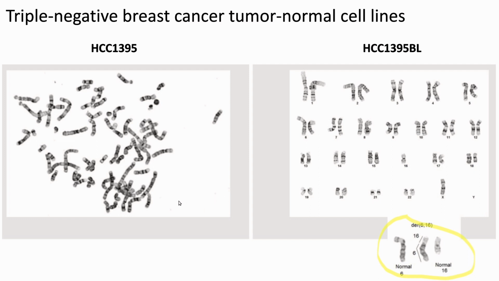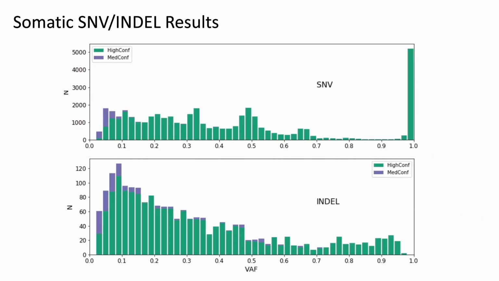For the tumor karyotyping on the left, however, it shows 66 chromosomes. Many of those chromosomes are highly rearranged and unrecognizable. This results in a diverse set of copy number states across the genome that will result in somatic mutations of different variant allele frequencies, or VAF.